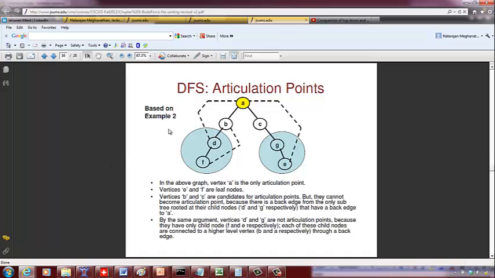Okay. Alright, so what about B? If you see here, this is one child node, and the subtree rooted at the child node has a back edge that goes above B, so that's not an articulation point.